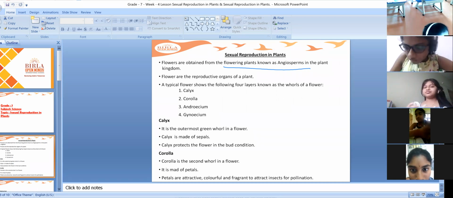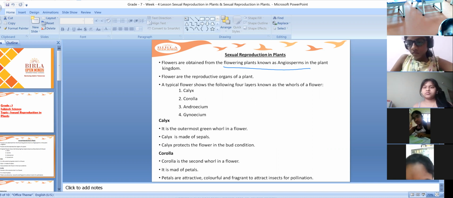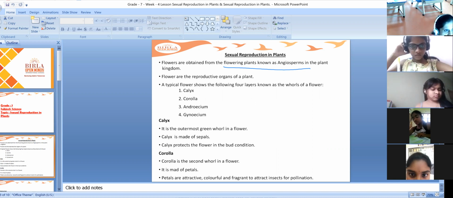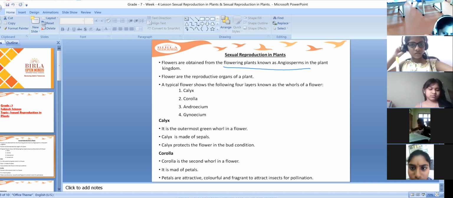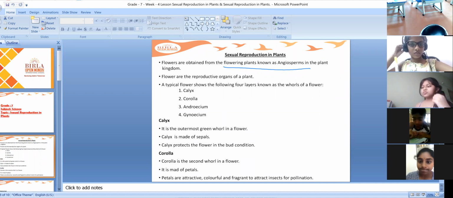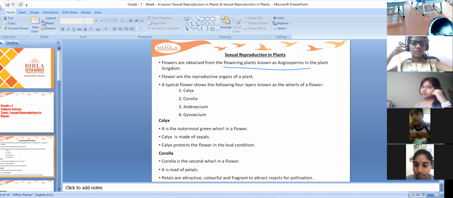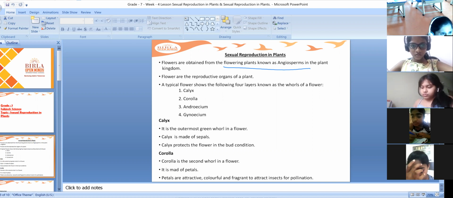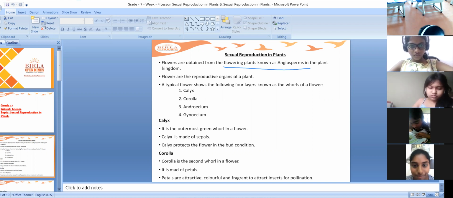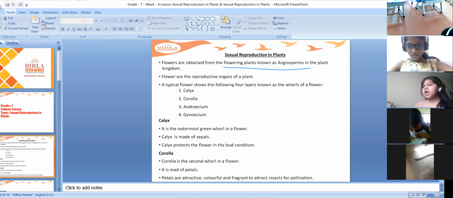Flowers are obtained only from the flowering plants. There are flowering plants and non-flowering plants also, like crotons. Yesterday we saw a spider plant. Does it have flowers? No, it won't have. Some plants don't have flowers, so there are a few plants which are flowering. These flowering plants are known as angiosperms in the plant kingdom.